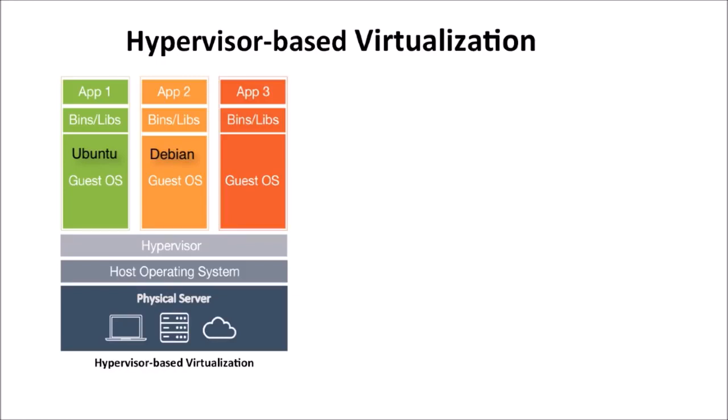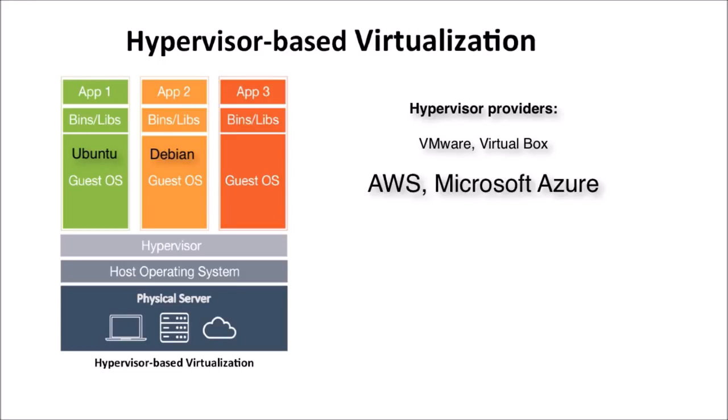In this way, we can run multiple operating systems on a single physical machine, and each operating system can run a different application. This is the traditional model of virtualization, which is referred to as hypervisor-based virtualization. Some of the popular hypervisor providers are VMware and VirtualBox. In the early stage, users would deploy VMs on their own physical servers. But nowadays, more and more companies have shifted to deploying VMs in the cloud with providers such as AWS and Microsoft Azure, which means we don't even have to purchase physical machines upfront.